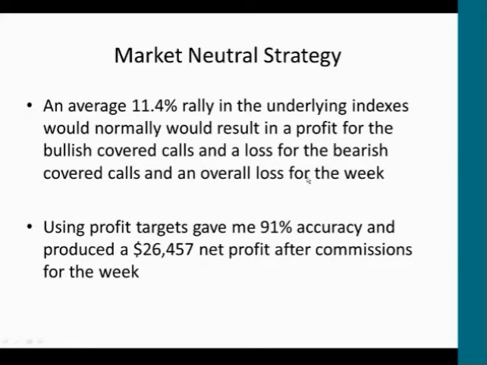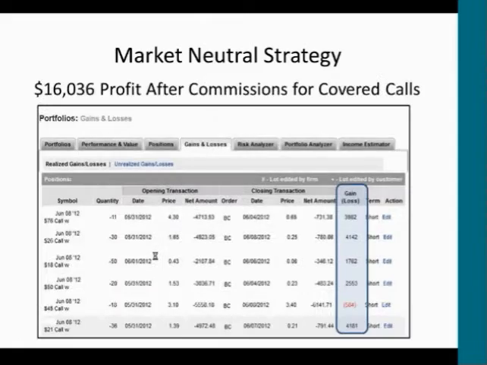So during this week, June 1st through June 8th, because I use these profit targets, I would just wake up in the morning and all of a sudden I'd be out of my position. And this gave me 91% accuracy, and it produced a $26,000 net profit after commissions for that week, even though the average rally in these indexes is 11.4%. I still had 91% accuracy, and I had a $26,000 net profit after commissions.